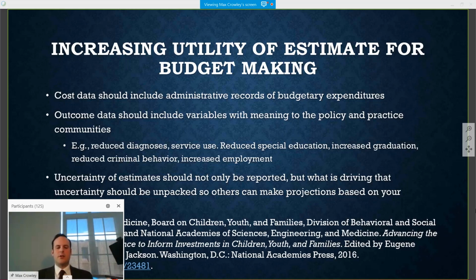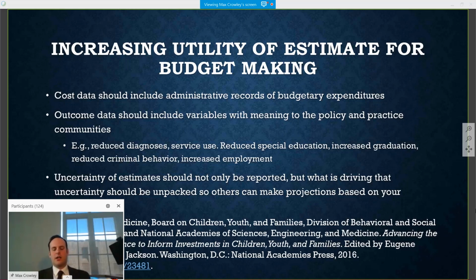In particular, this draws on some of the work of the National Academy of Medicine and the consensus panel around developing recommendations for economic evaluations of children, youth, and families. I highly recommend it. Another free resource entitled Advancing the Power of Economic Evidence to Inform Investments in Children, Youth, and Families. As part of this consensus panel, we identified a number of opportunities to increase the utility of estimates, particularly for budget makers, and they align with some of the efforts around standards and pushing the field towards higher quality analyses, but in particular, the idea that cost analyses should include administrative records of budgetary expenditures.